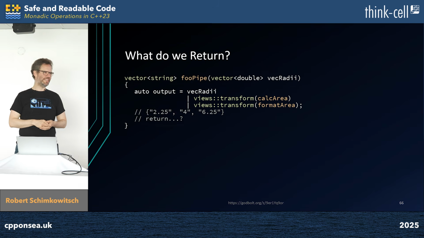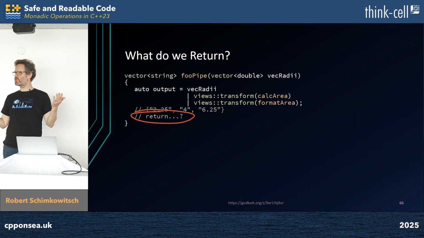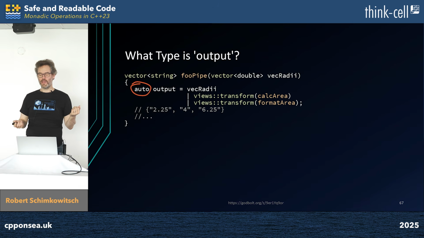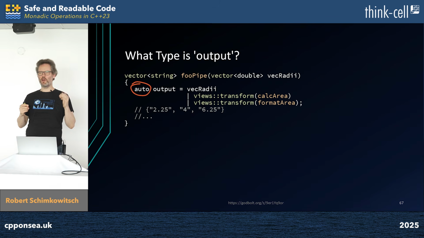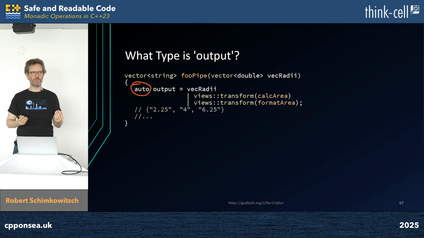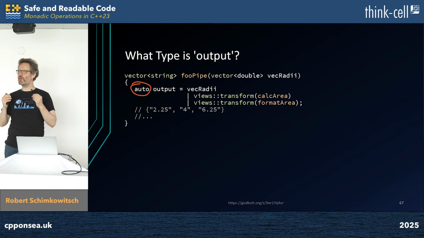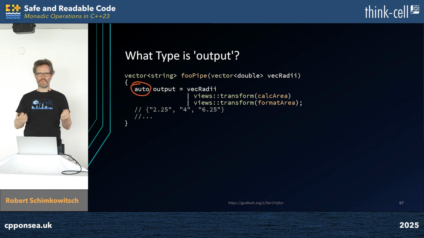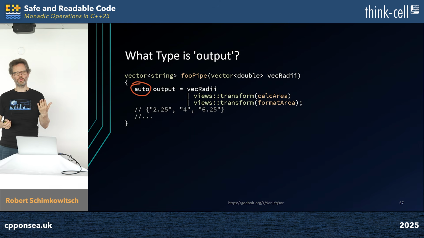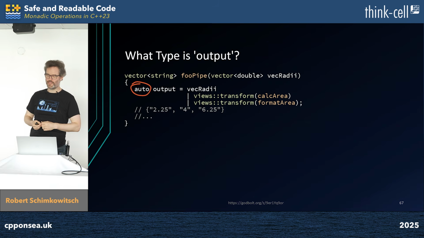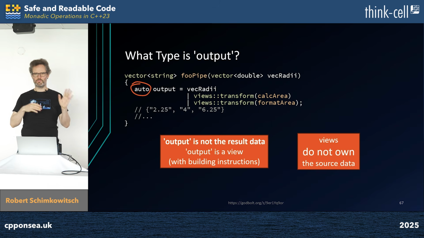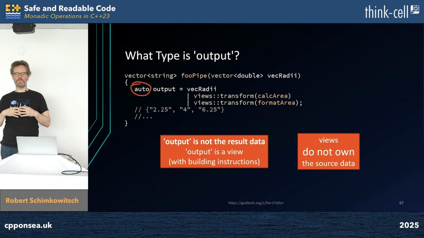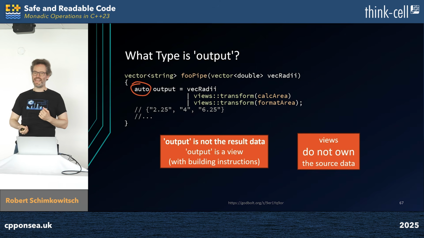But there are two questions here. What do we actually return from that function? And what type is the output? Because the type output is not a container, it does not hold values. Think of it not as cake, but as a recipe to get cake. You know what to do? You just need the ingredients. And that's the second part. Views typically don't own the data they use. Some do, but assume for now that they don't own the data, so you have to worry about lifetimes.